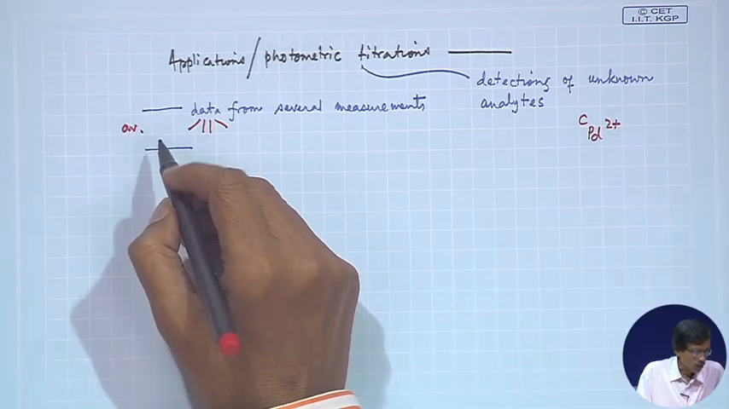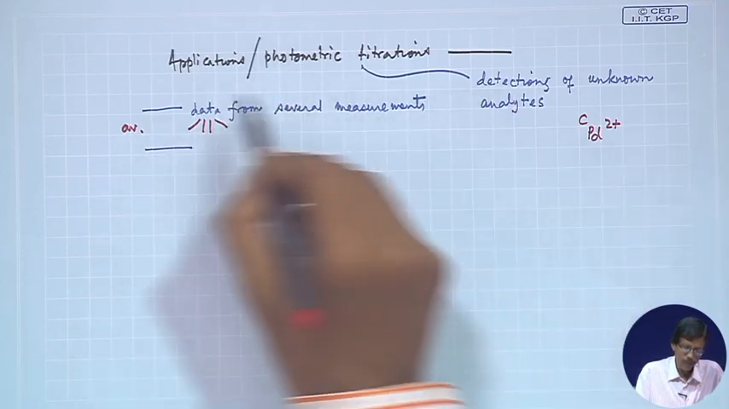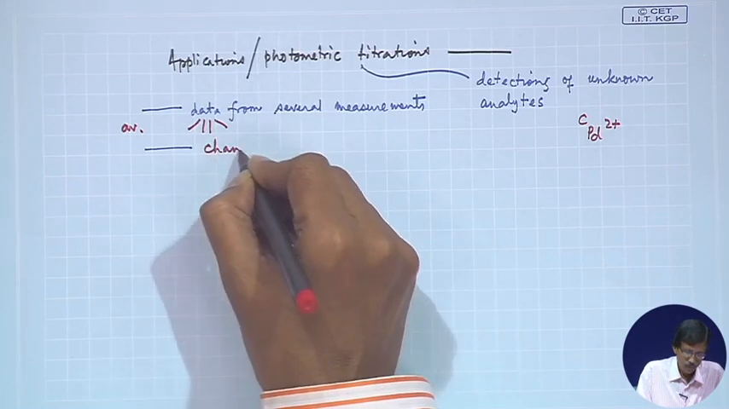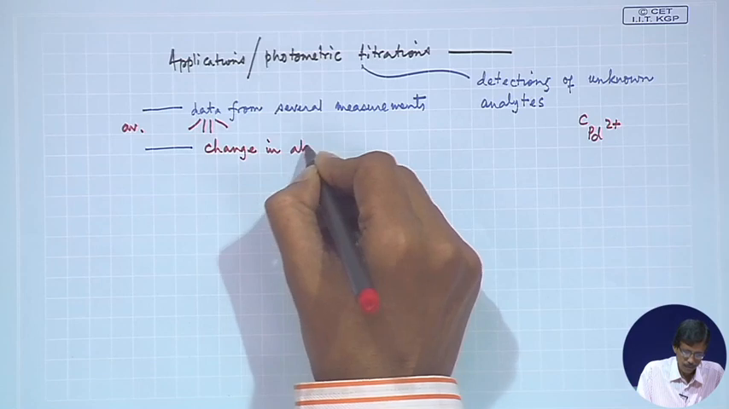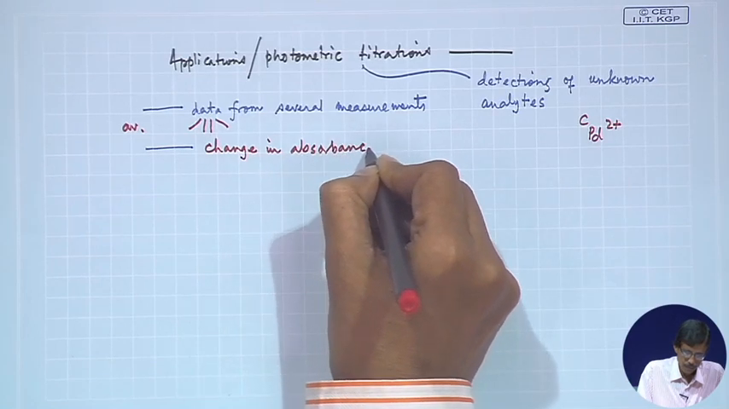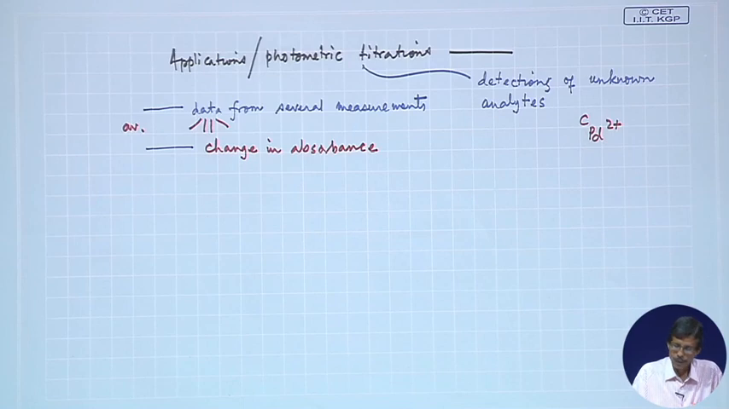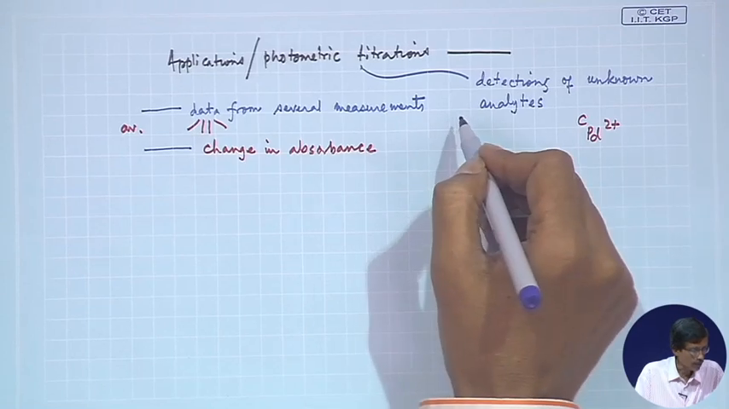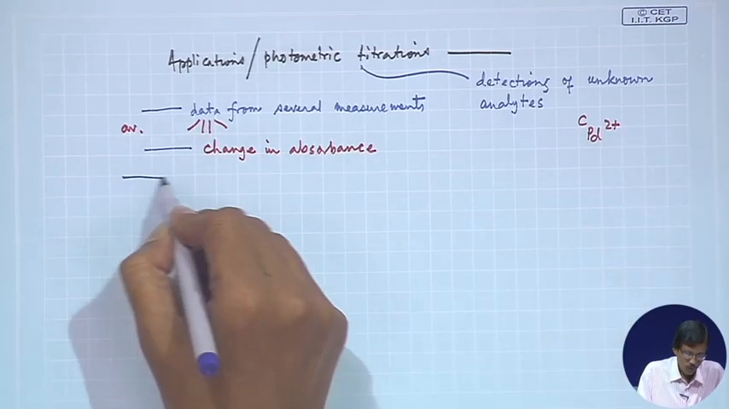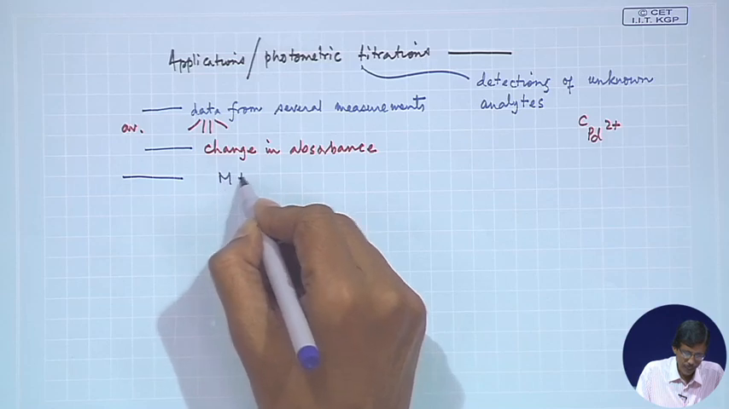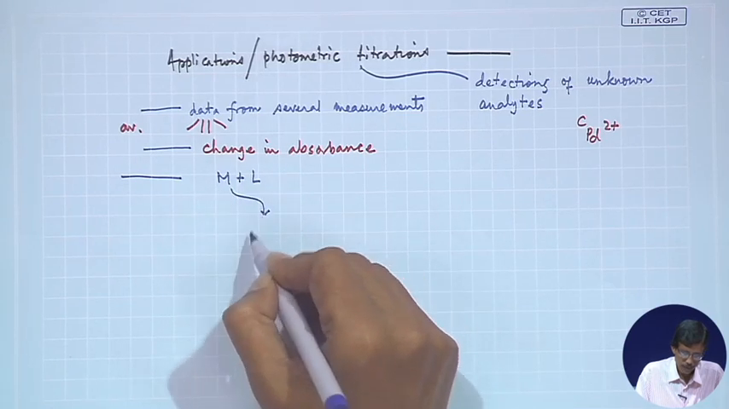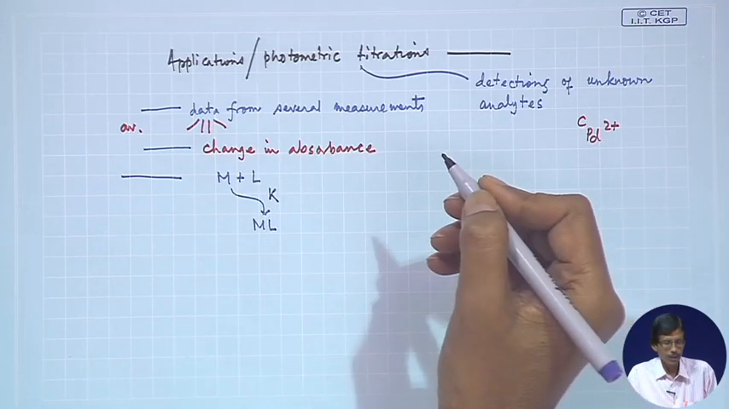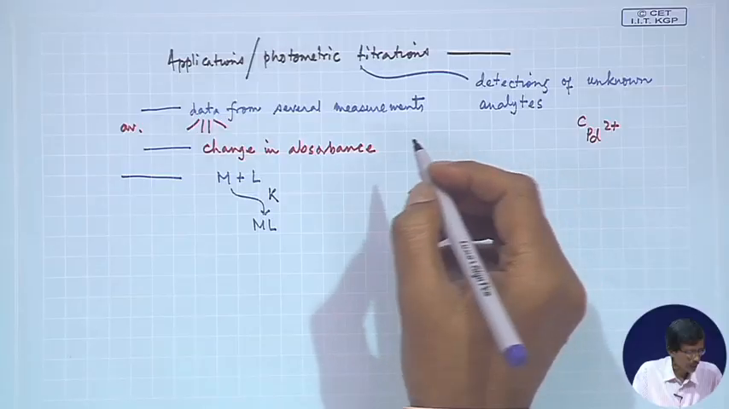So, the change of absorbance is being measured. We are just monitoring the corresponding change in absorbances. The change in absorbance we measured, and that is why we go for the wavelength scan, that is the absorbances we are getting. So, for this particular reaction of M plus L giving rise to the corresponding ML, definitely some K is involved, the formation constant for metal and complex formation.